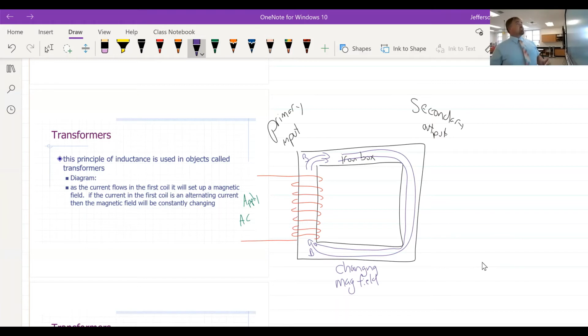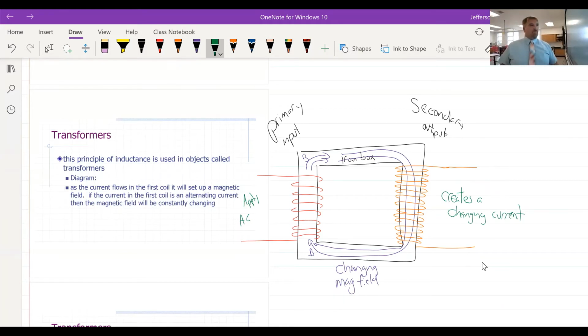Well, on the other side, on the secondary or the output side, I'm going to do this in orange. I'm going to have another set of coils. And over here, I'm going to increase the number of coils we have. Again, I'm going to try to go three-dimensional best I can. And so these coils have that changing magnetic field passing through those coils. And so that changing magnetic field creates, I'll take it back in green, a changing current.